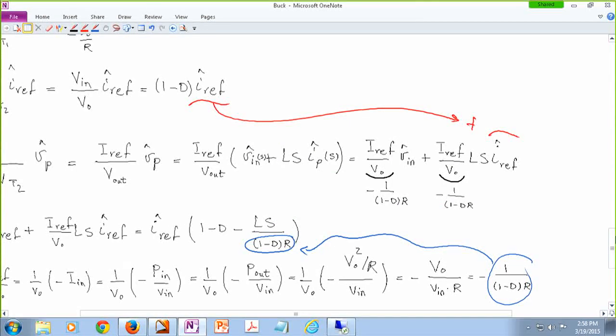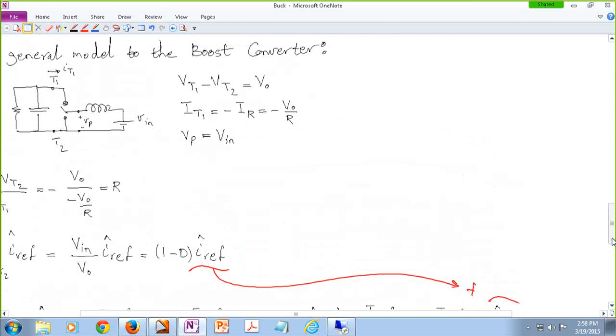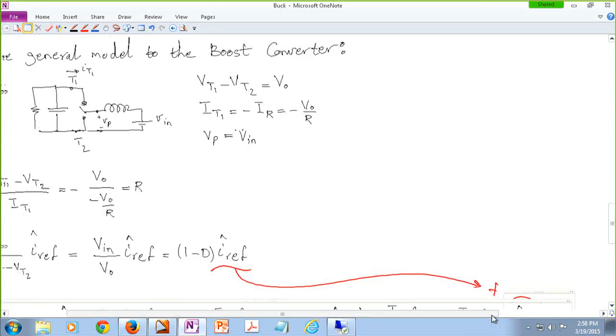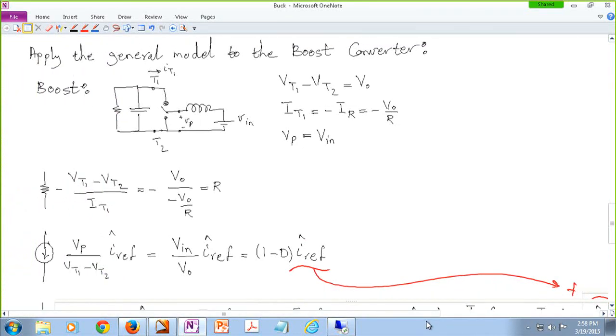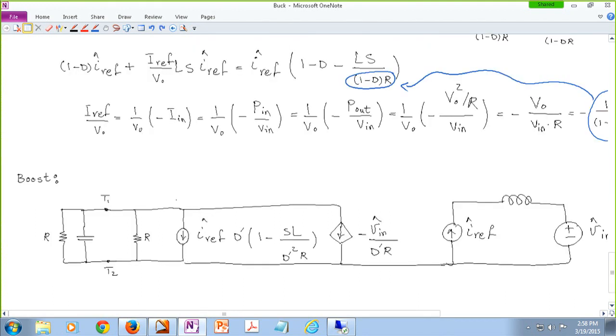Yes. Is the second R negative? No, actually, it is not. This is the difference with the buck converter. In the buck converter, it was negative. Here, there is a negative sign here, and there is another negative sign here. They kind of cancel each other out. Okay. Any other questions?